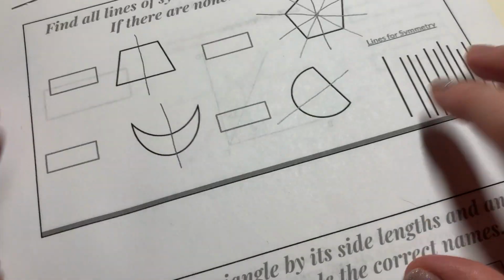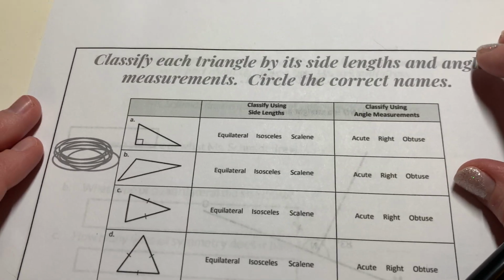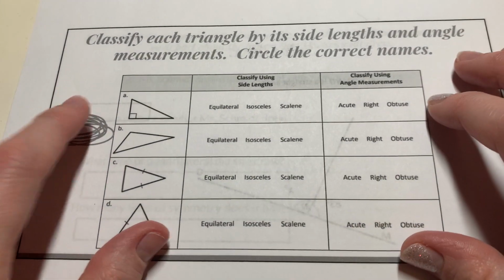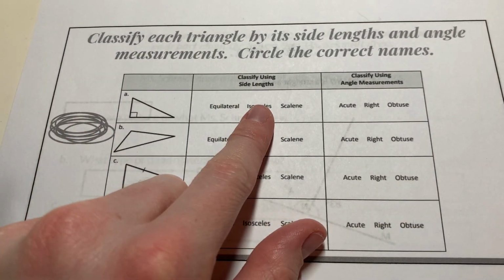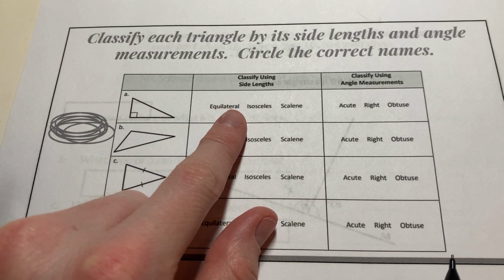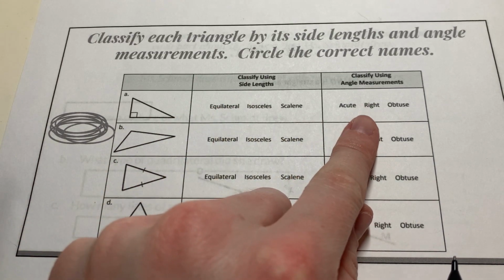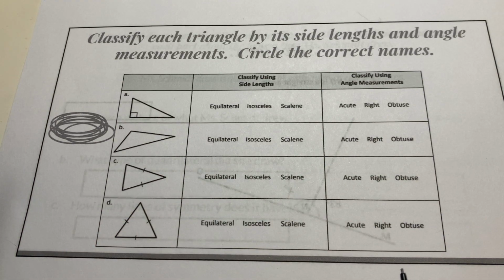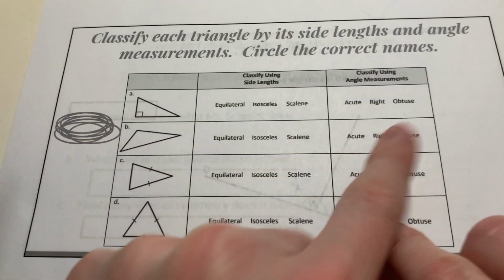All right, let's go ahead and look at this one. So what you're gonna do is you're gonna move these circles over and put them to the correct description. So you're gonna identify the triangles by side length and by angle measurements. So go ahead and try these on your own. Or I'm sorry, the first one.